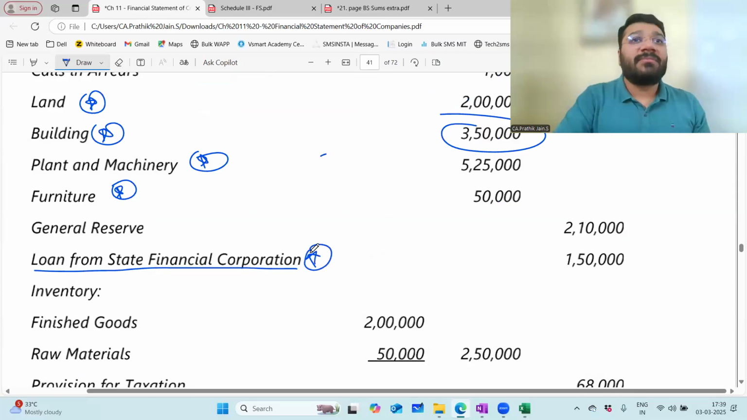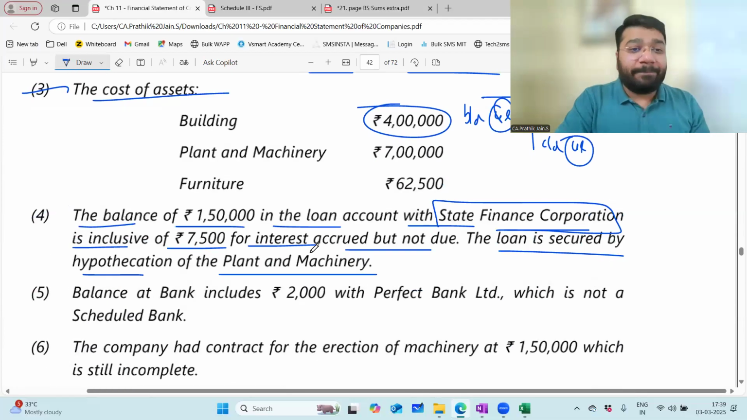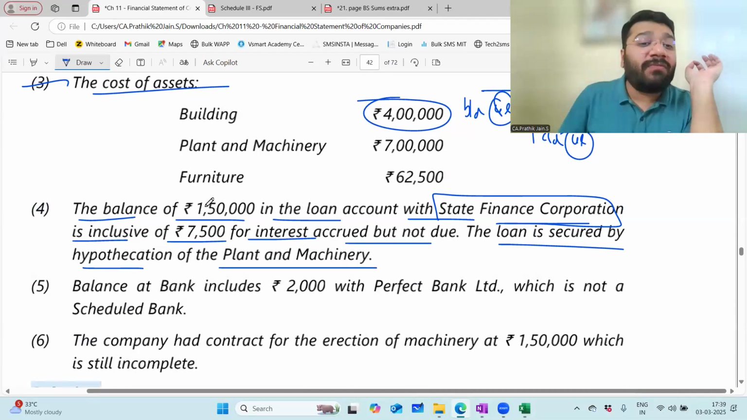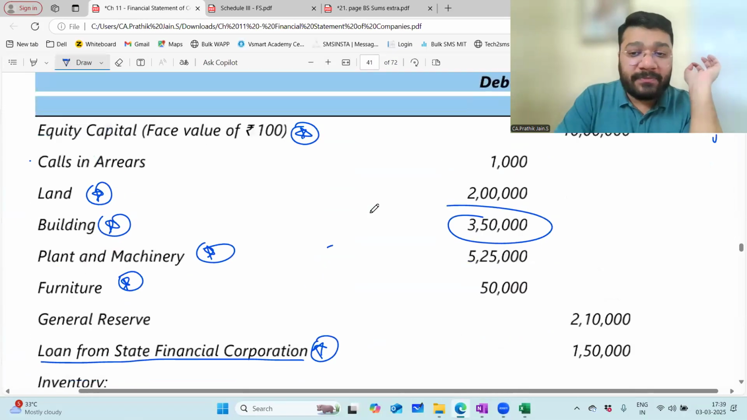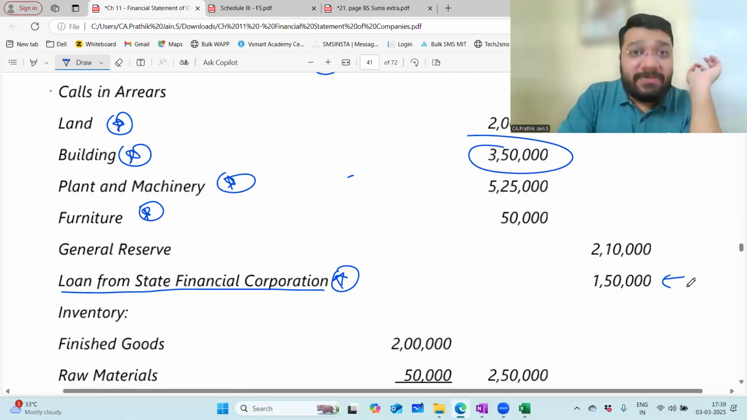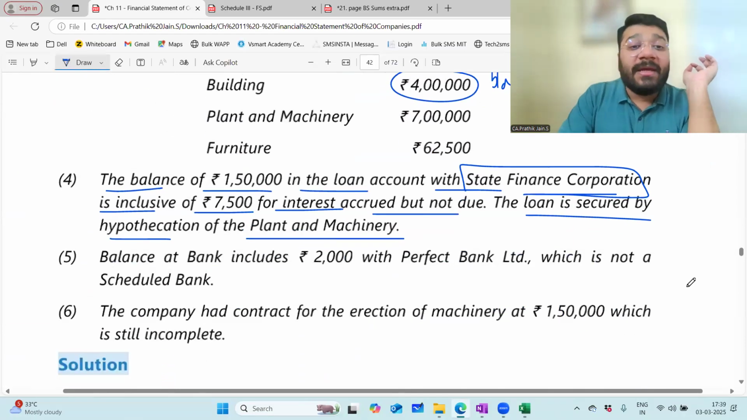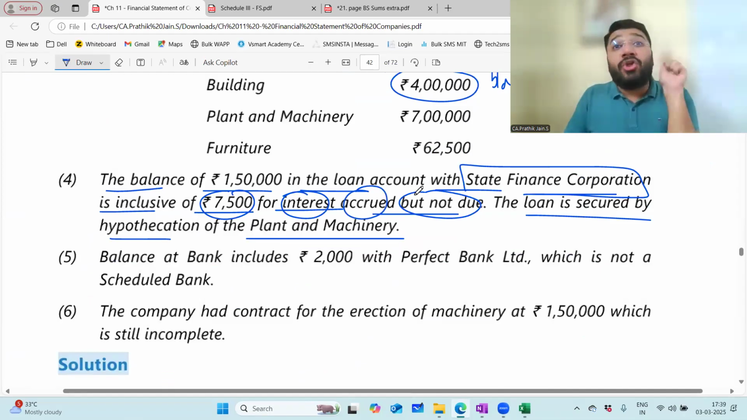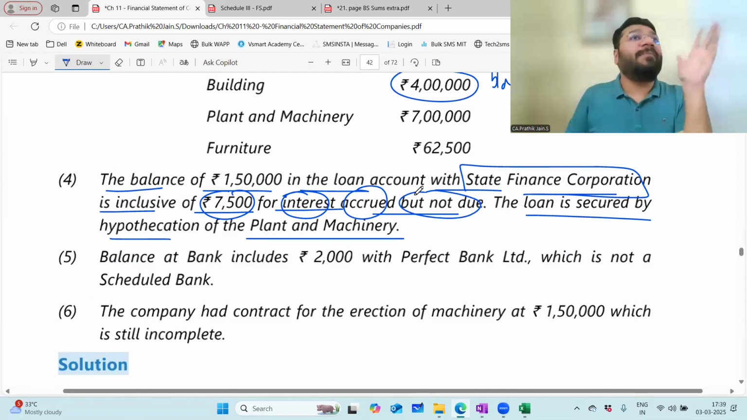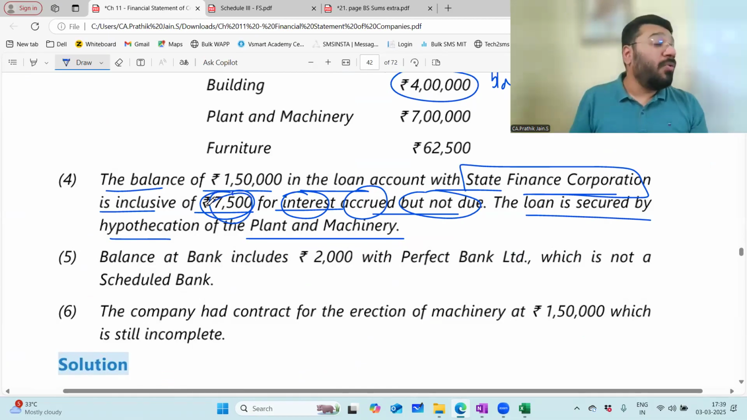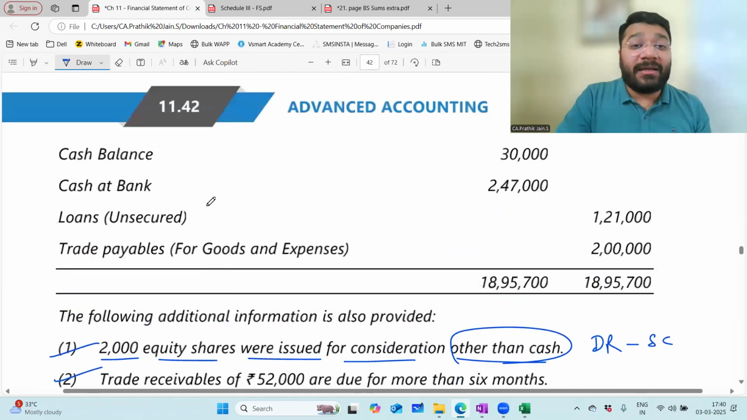There is one adjustment. I would love to read the adjustment right now. One more time. It says that the balance of 1,50,000 in the loan account with State Finance Corporation. How much is the balance? 1,50,000 is the balance. In this 1,50,000, what is included? There is 7,500 of interest included. What interest is that? Interest accrued but not due. But not due means what? Not due for payment. Okay. So is this 7,500 supposed to go along with your borrowing? No. What are we supposed to do with this? Take it to your other current liability.